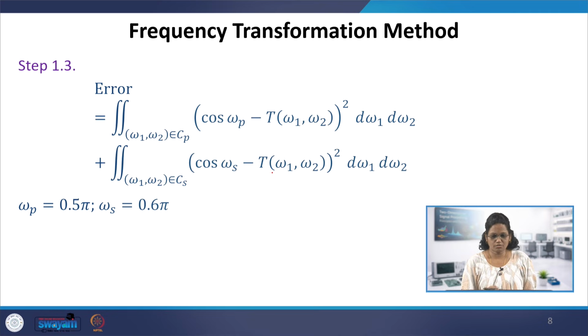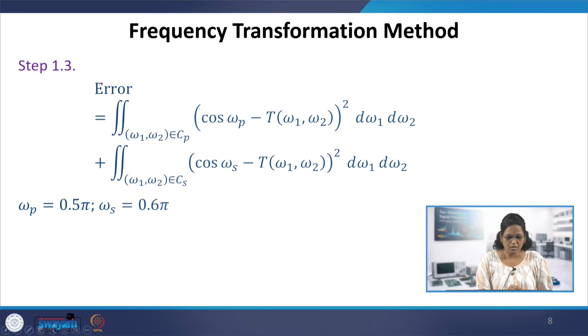So we will have these 4 such equations, imposing omega equal to 0, omega p and omega s equal to those values, and omega equal to pi. So we will get 4 equations, and then we can solve the transformation function. The constants can be obtained.